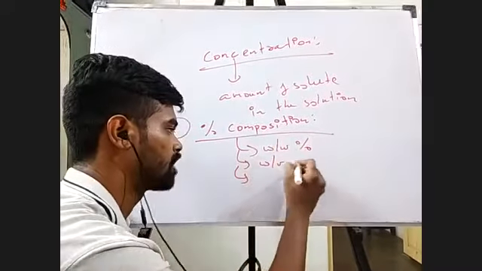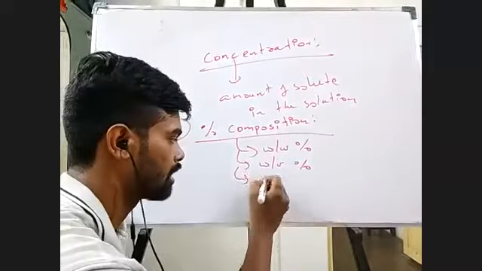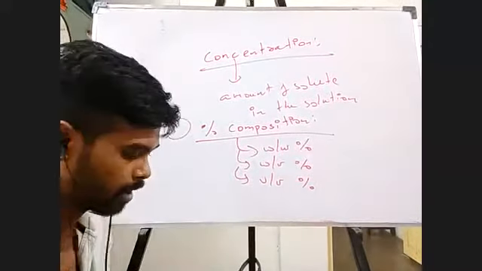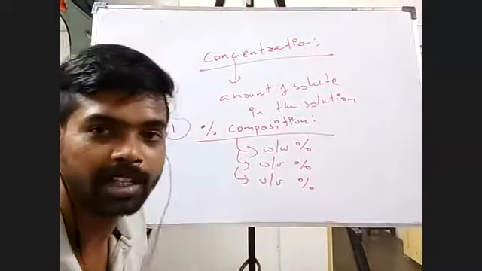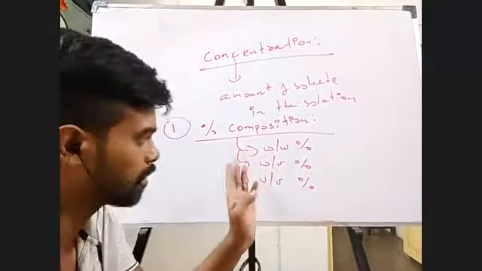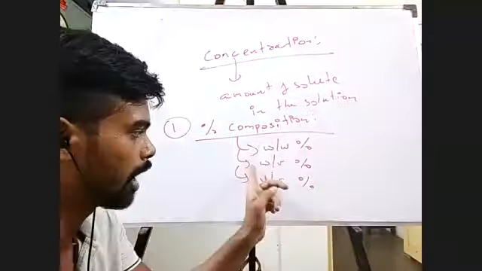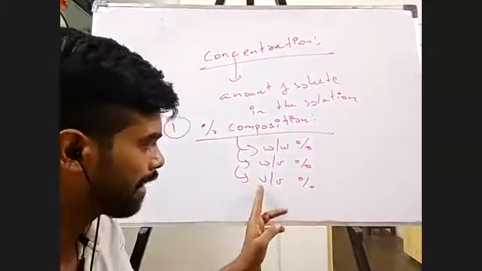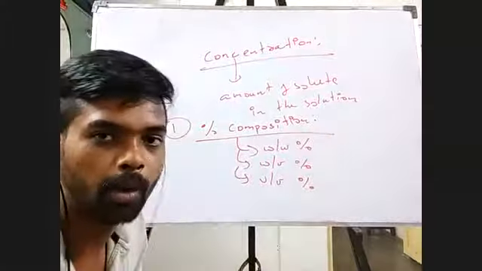Another one is called W by V percentage. And the last one is what is called V by V percentage. Okay, there are 3 types of percentages: mass by mass, or weight by weight; W by V, that is weight by volume, that is mass by volume; and the last one is volume by volume.